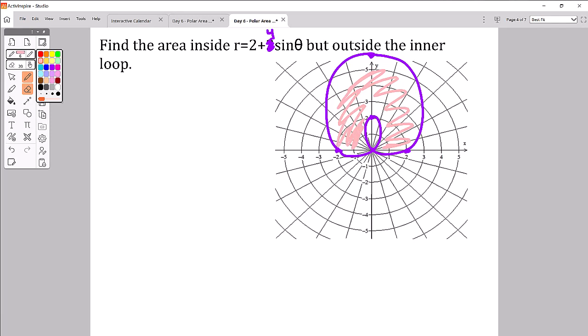Well, a lot of people are saying, oh, similar to how we found the inner loop yesterday, we'll just do that same thing. But there's an issue.